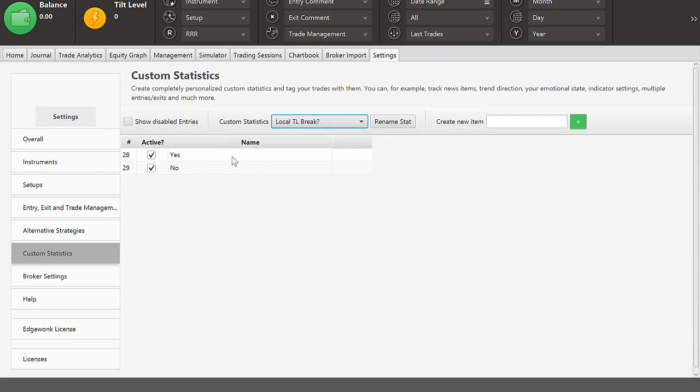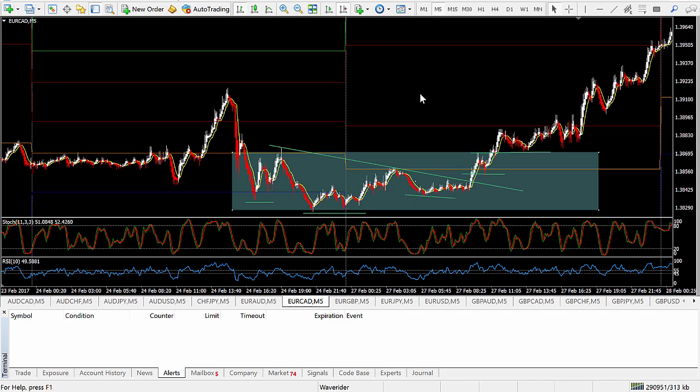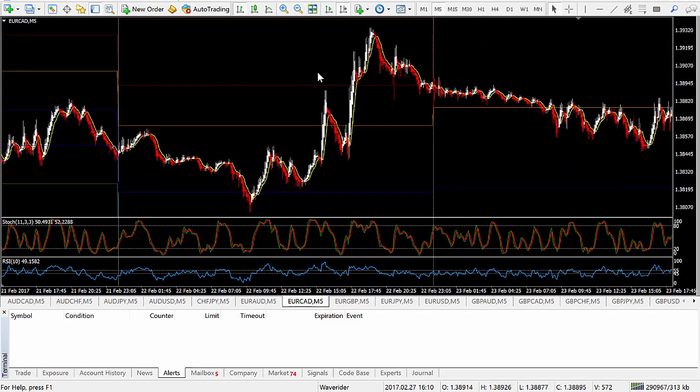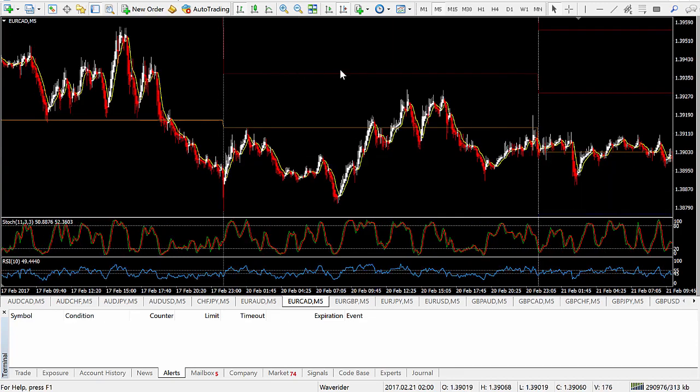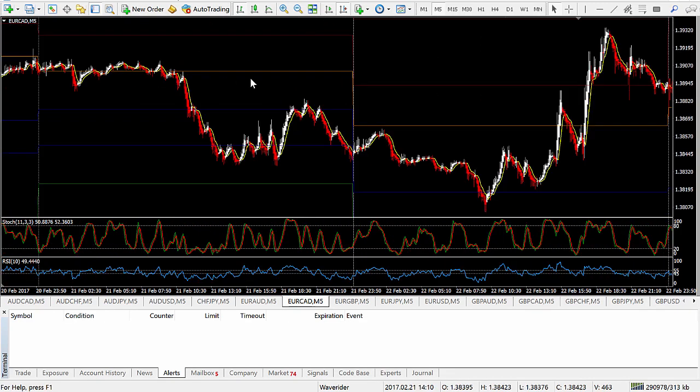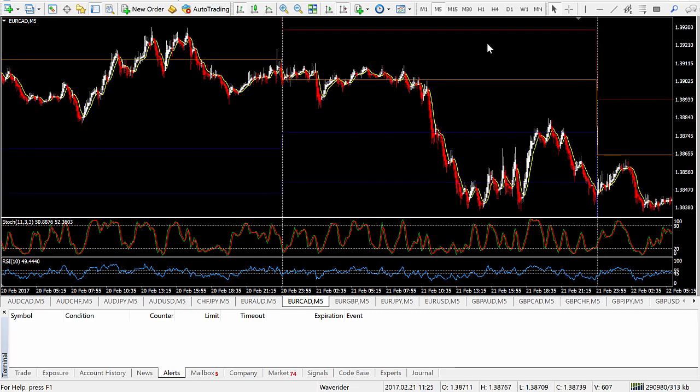Do we have a local trendline break? Yes or no? So if we have a local trendline break, this often enhances the odds of our setup working out. We don't have the luxury of always having this, but if we do have a local trendline break, then most of the time it is a really nice setup.